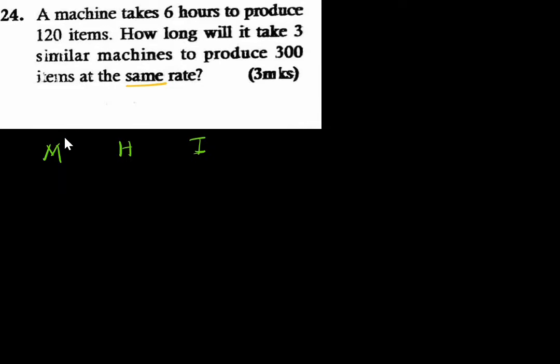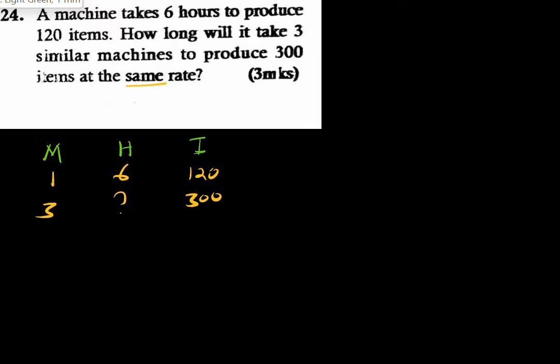So we have a machine. This means one machine takes 6 hours to produce 120 items. How long will it take 3 similar machines? So we have 3 machines, we don't have the time, and then the items to produce are 300. So you're going to use reasoning to solve this.